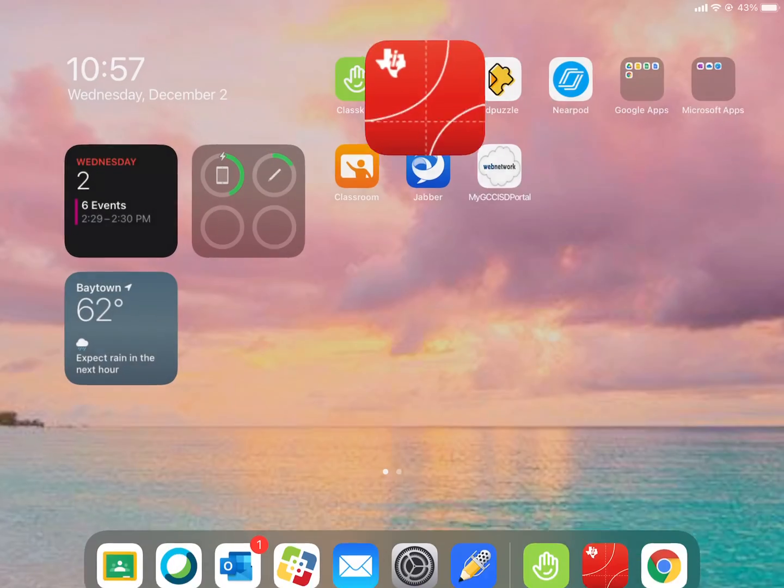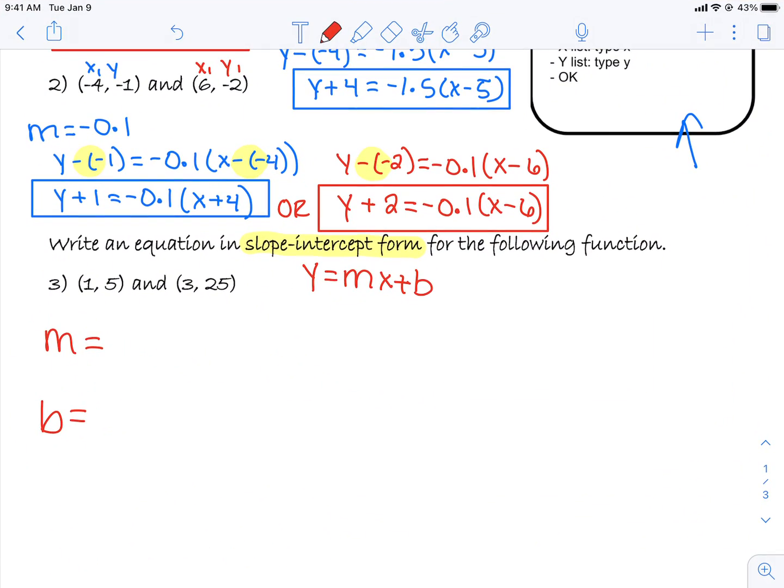So I'm going to go to my notes and write that. 10 for my slope, negative 5 for my b. So I just plug that in for m and for b. So what that looks like is y equals 10x plus a negative 5.